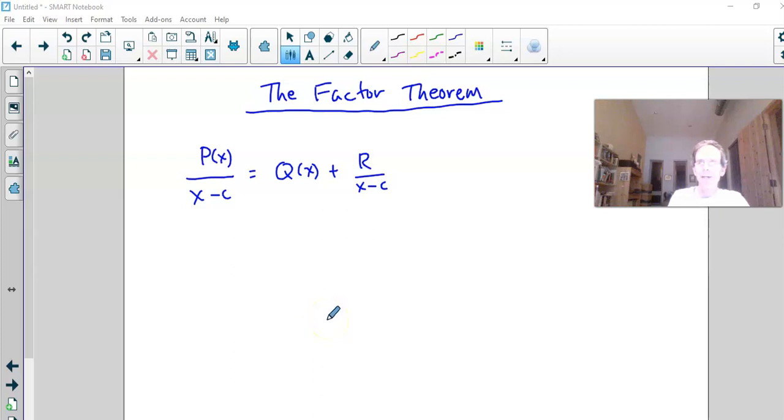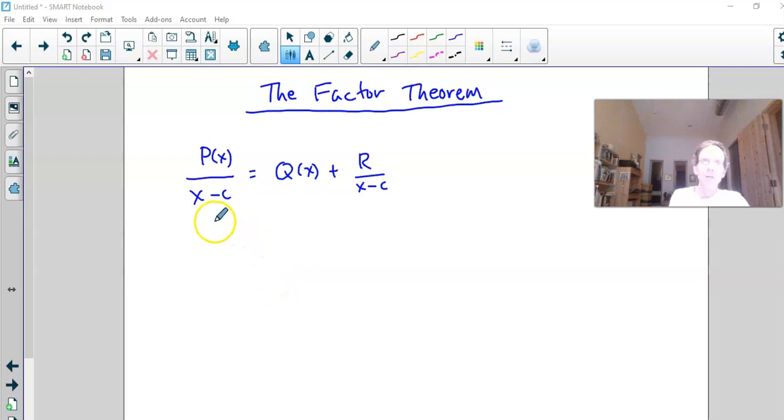All right, today we're going to talk about the factor theorem. We know that if we have a polynomial, p of x, and we divide it by the quantity x minus c, where c is some constant, we get the quotient, which is a function of x, plus a remainder divided by that divisor x minus c. And what does the factor theorem say? The factor theorem says that if the remainder is 0, then this x minus c is actually a factor of the polynomial p of x.